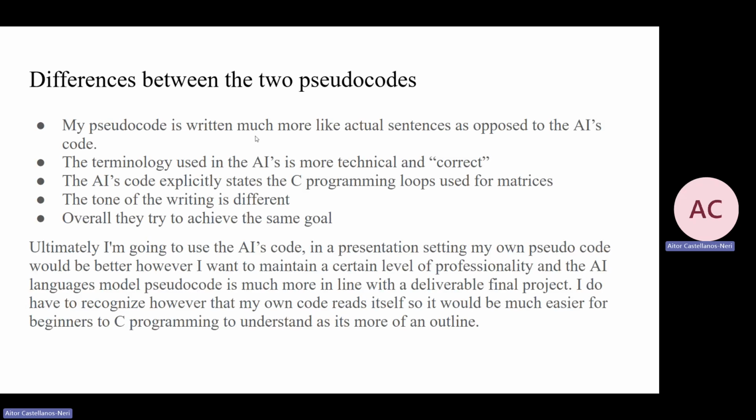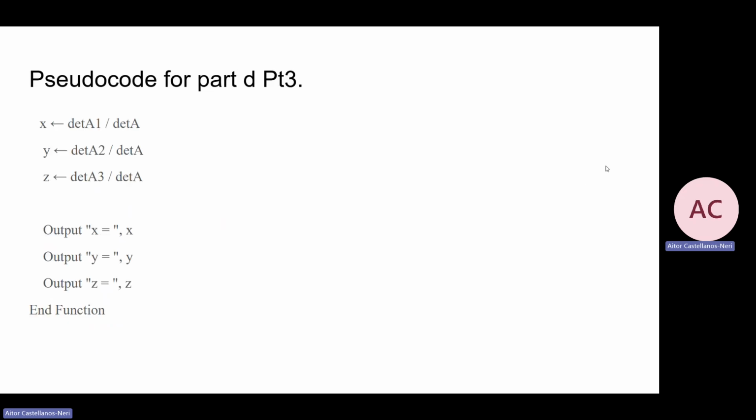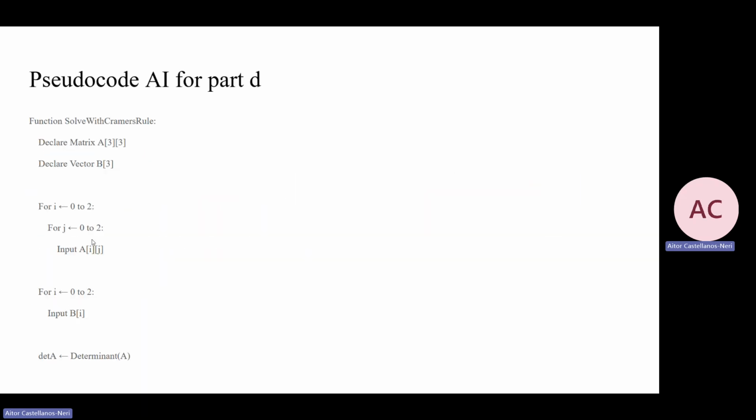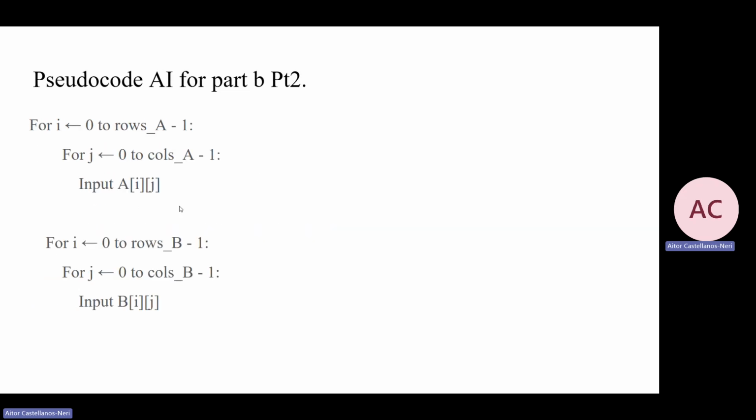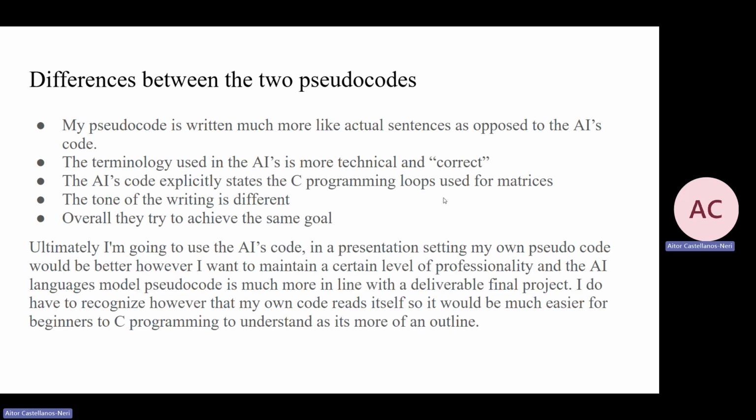So my pseudocode is written much more like actual sentences, so they're different. But I guess the terminology used in AIs is more technical and correct. If you actually look at the things, it says output, terminate function, determinant, replace column. So it's much more, I guess, professional, and it explicitly states the programming loops, which I sort of just briefly went over in mine, but it very much specifies that. Yeah, it's much more specific.